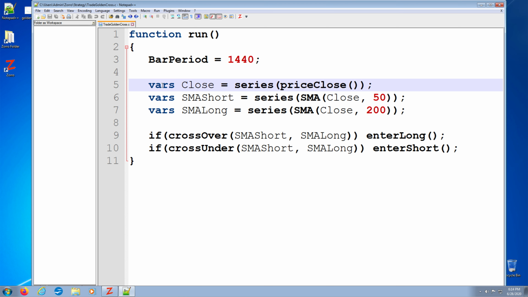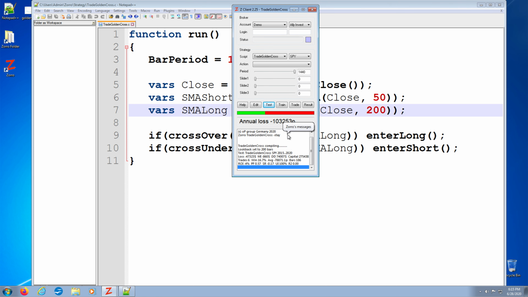We define three variables here: the closing prices themselves, and then the moving averages, short or fast, and then long or slow, the 50 days and the 200 days. Then we said, if the fast moving average crosses above the slow one, enter a long position, and Zorro automatically exits any short positions you may have. If you get a cross under, then enter a short position, and Zorro automatically closes any long positions you may have.